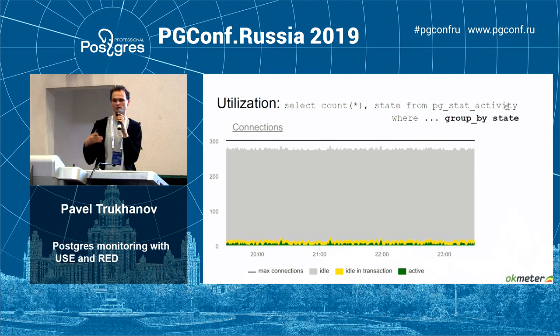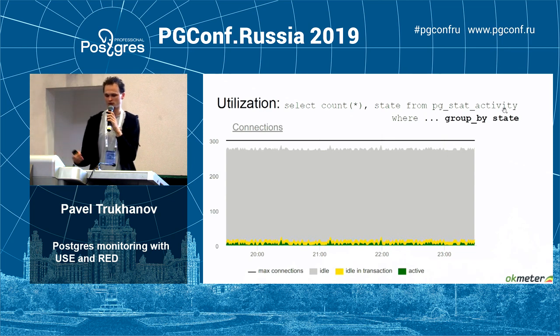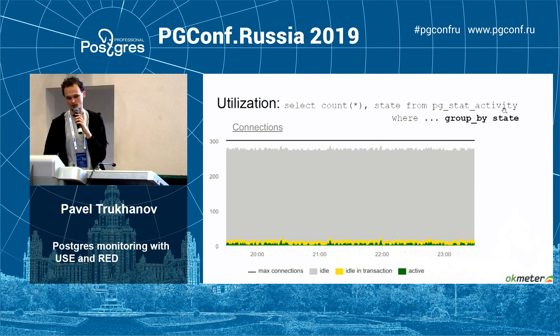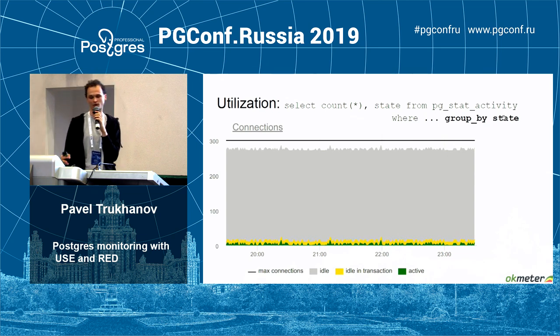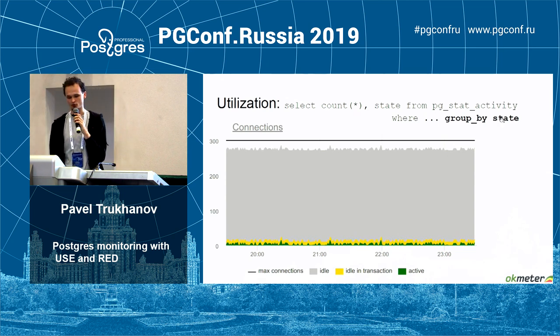But if you look in more detail at the connection state, we find out that the prevailing part of all these used backend connections is in idle state. So nothing is going on there. We get some idle-in-transaction connections: a transaction is open, but there are no queries. And we have a few active connections that execute something.